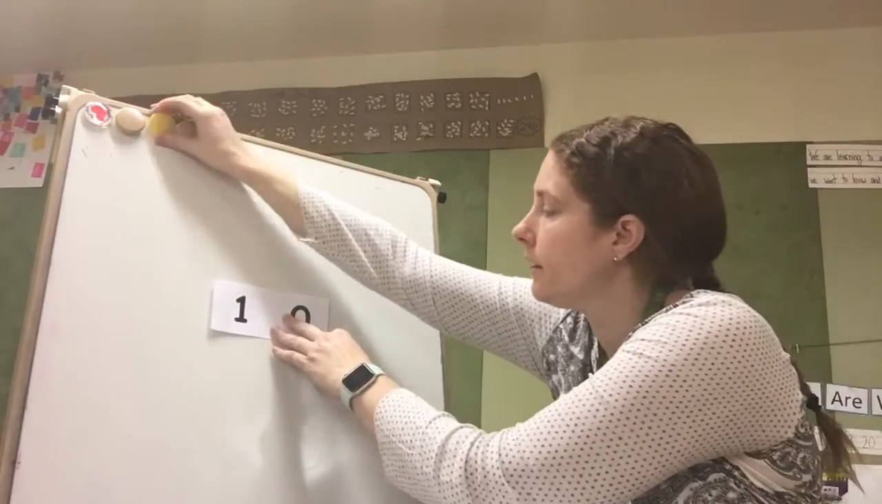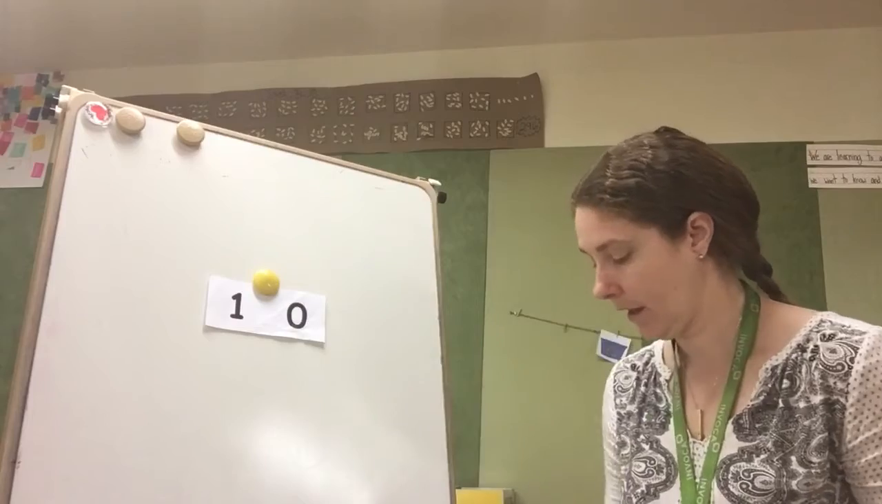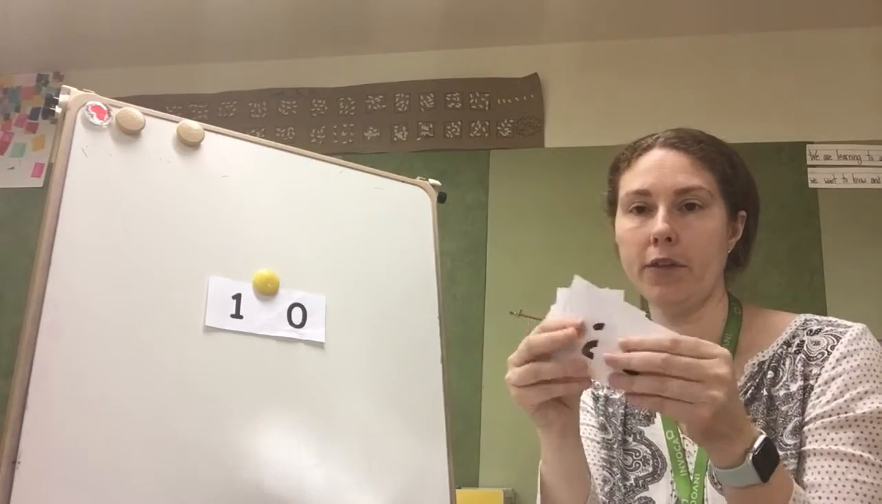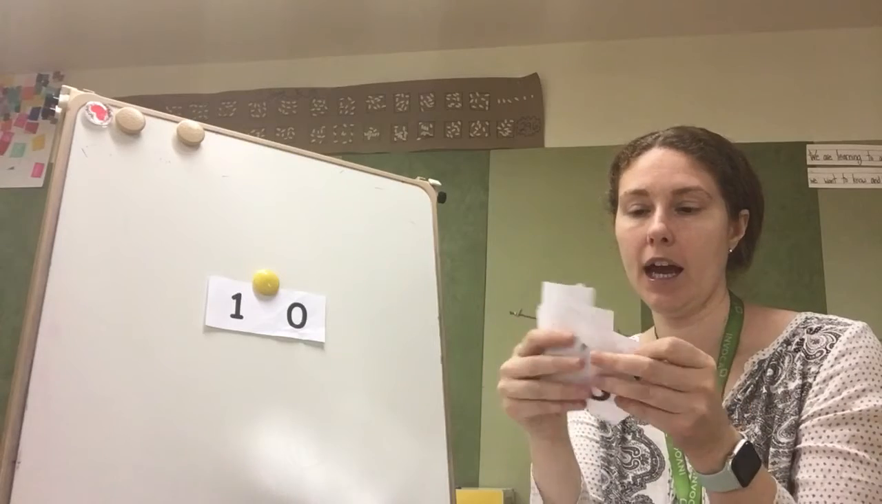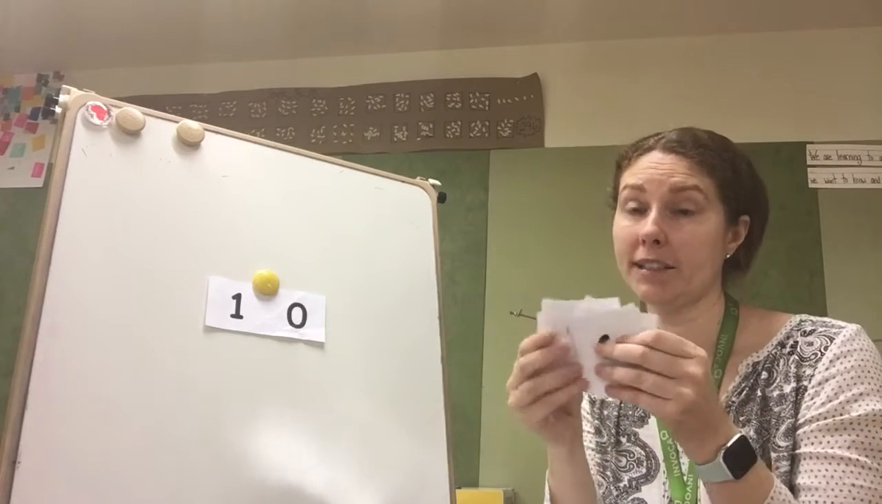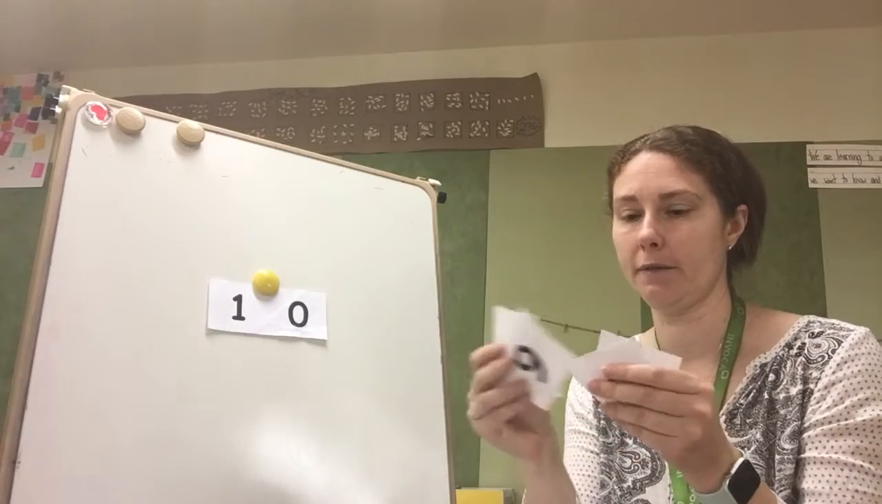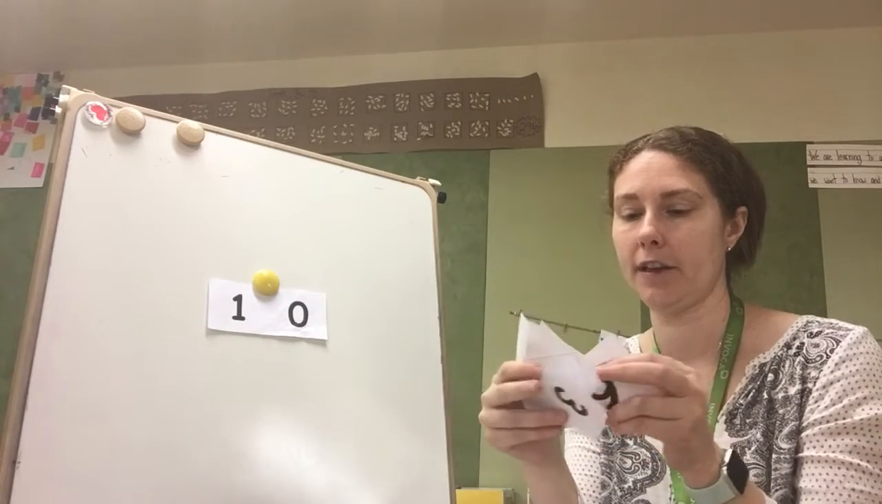So here's our 10 card again. And I have all different numbers, right? 1 through 9 to hide. Because if we go past 9, this would turn to a 2 for 20. But we're not going there yet. We're still learning the basics of hiding zeros.